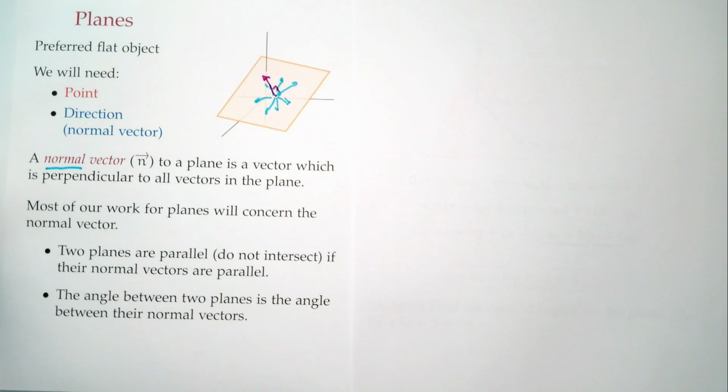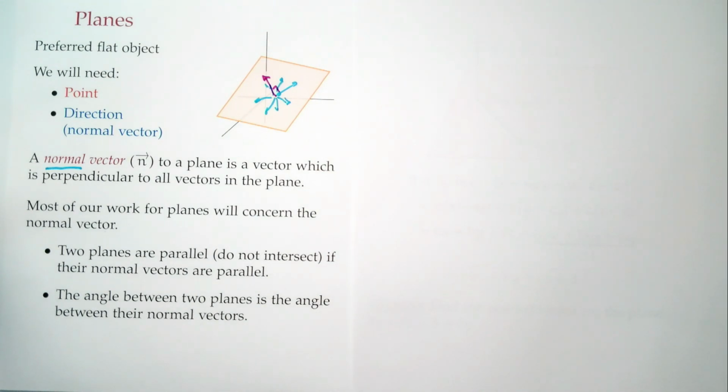We can say, well, look, two planes are going to be parallel to each other. In other words, they're not going to intersect if their normal vectors are parallel to each other. So you can think of it like the first floor and the second floor of a building. Both of those are parallel to each other. They don't intersect if you were to extend them out. And they both have the same perpendicular direction, namely going up and down.